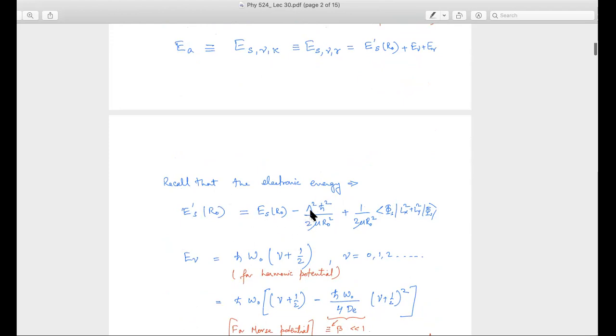Okay. So lambda squared h squared by 2 mu r naught squared. If it is a finite lambda, a molecule is in a finite eigenstate of the LZ operator, then this term becomes finite. And then we had these two other terms, which were Lx squared plus Ly squared, etc. And recall that these are not good quantum numbers, so these have to be explicitly calculated.